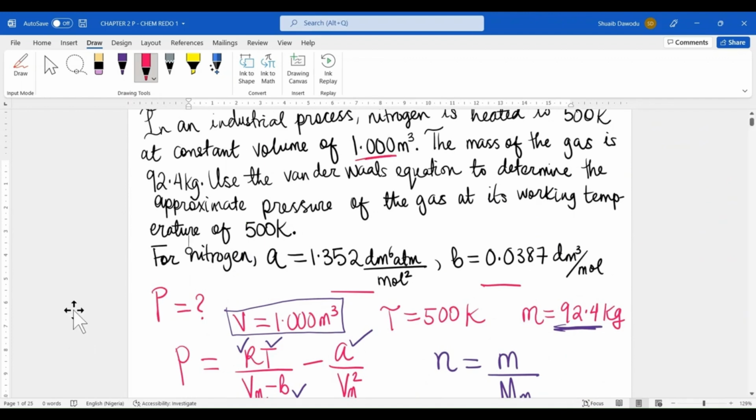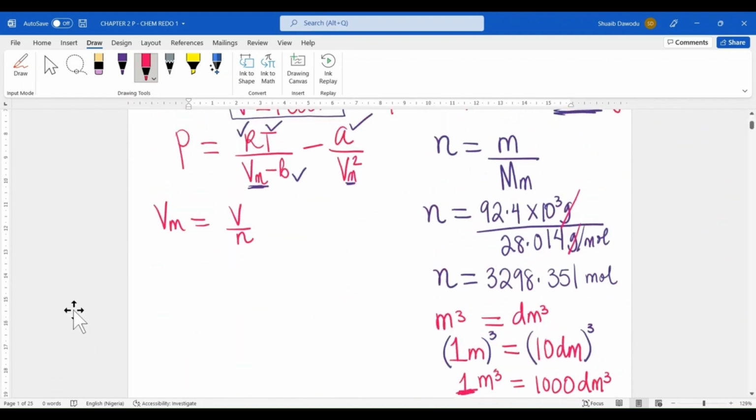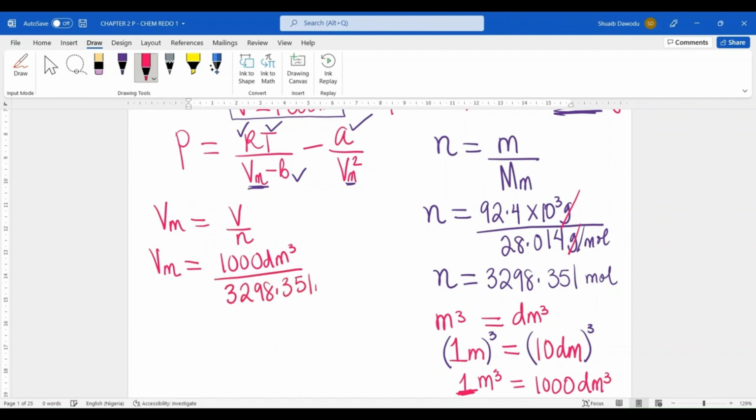So what we end up having here is just simply 1,000 decimeter cube. So going back here, the molar volume is just simply going to be 1,000 decimeter cube divided by the number of moles, which is just simply 3,298.351 mole. Of course, you put this information in your calculator, the molar volume becomes 0.30318 decimeter cube per mole. So that is the molar volume.